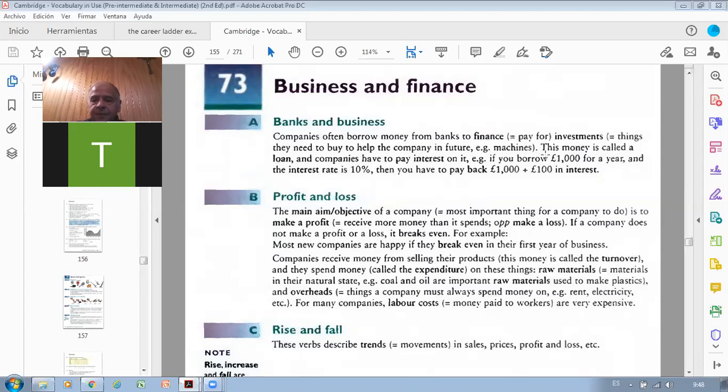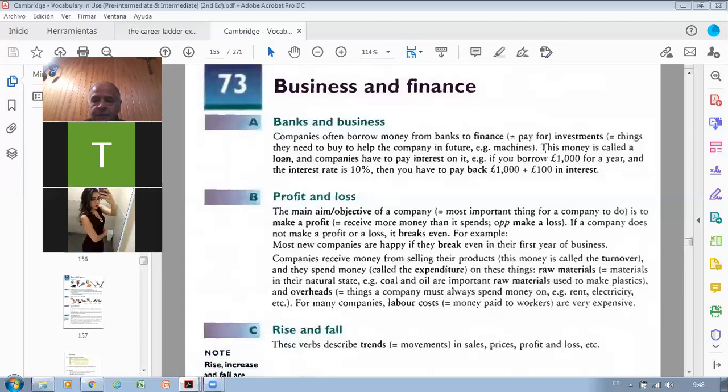This money is called a loan, and companies have to pay interest on it. For example, if you borrow 1,000 for a year and the interest rate is 10%, then you have to pay back 1,000 plus 100 in interest. All right, so in here you have loan, you have interest, or pay interest, pay back, and interest. Okay, so Tiare, what do you understand by a loan? Tiare, what do you understand by a loan?